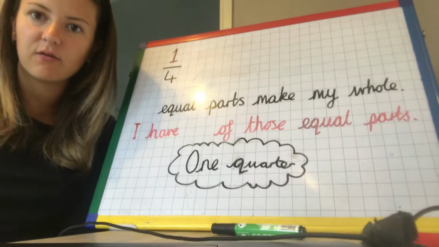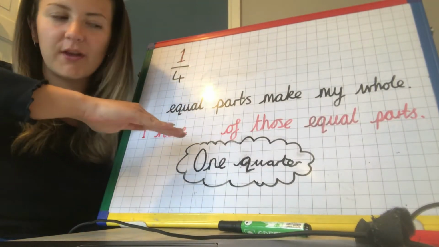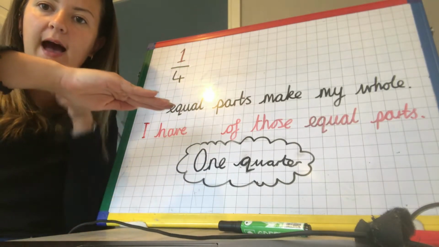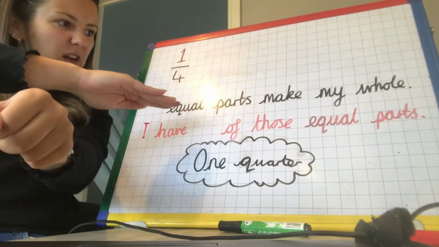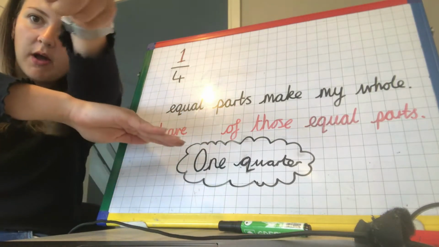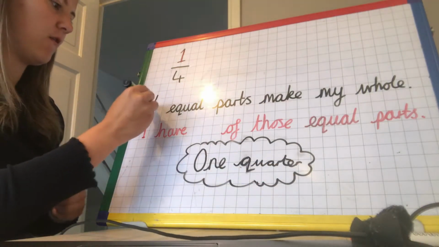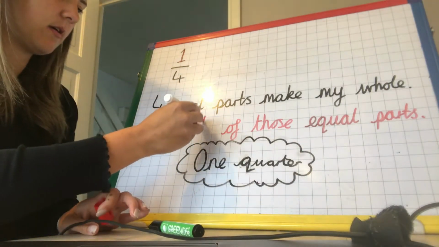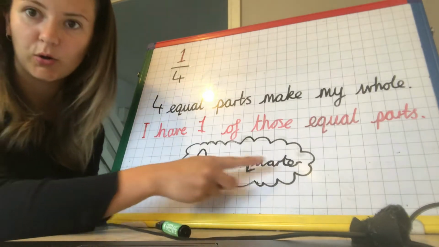Okay, I want to see your fraction arms ready to read the fraction. We ready? Okay, let's go. 4 equal parts make my whole. I have one of those equal parts. That is 4 equal parts make my whole. I have one of those equal parts, which is the same as 1 quarter.